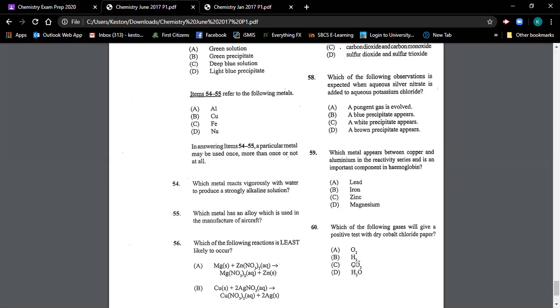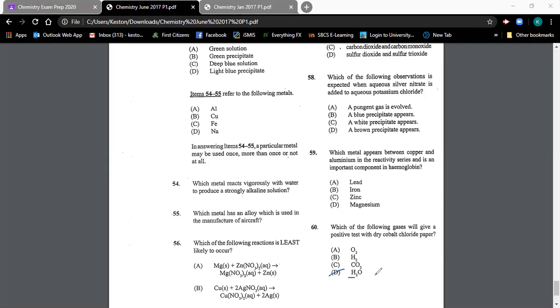So water vapor, not just water, it's water vapor, is what gives you a color change with the cobalt chloride. It goes from blue to pink. The color change is blue to pink. Yeah? Water vapor does that. Everybody okay with that? So you still have a few minutes. I had another paper here, so you can do some practice.